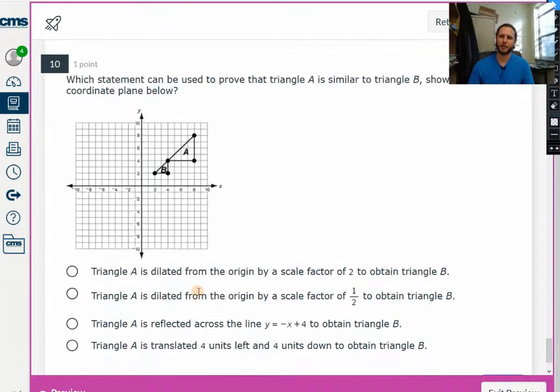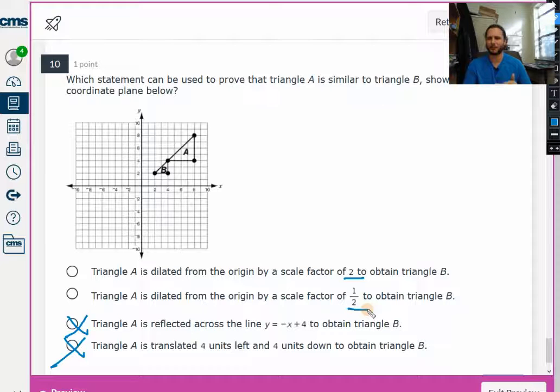And the last problem was asking which statement can be used to prove that triangle A is similar to triangle B shown in that coordinate plane. For this one, there are 2 answer choices that mention dilations. We can clearly see it's a dilation. One shape is a different size. So that's out and that's out. The problem is both of them used a different scale factor for their answer choices.